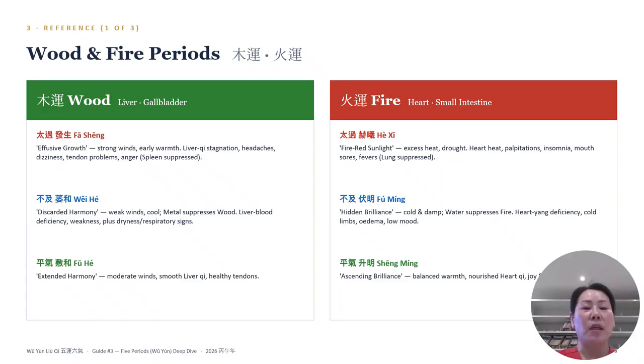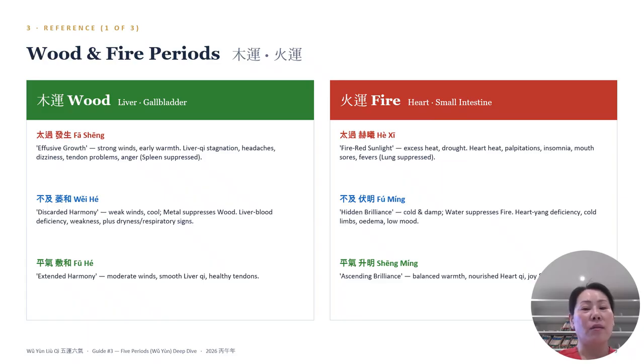In deficiency, it's Wei He, diminished harmony: weak winds, cool weather, because metal moves in and suppresses the weak wood. You see liver blood deficiency and weakness, plus some dryness and respiratory signs from the metal. And the balance is the lovely Fu He, extended harmony: gentle winds, liver qi flowing smoothly, healthy tendons.